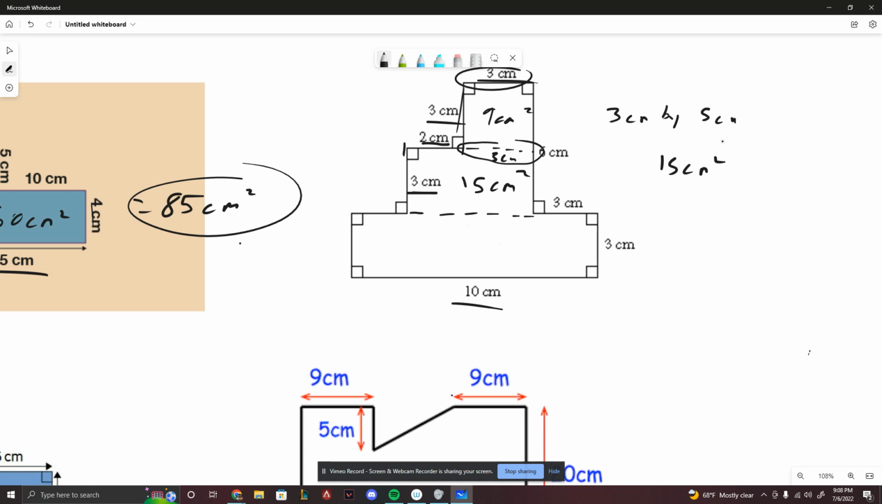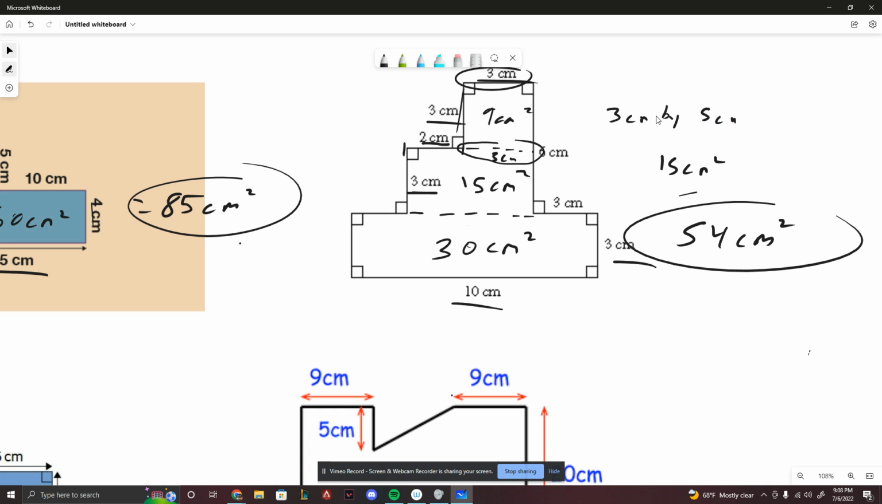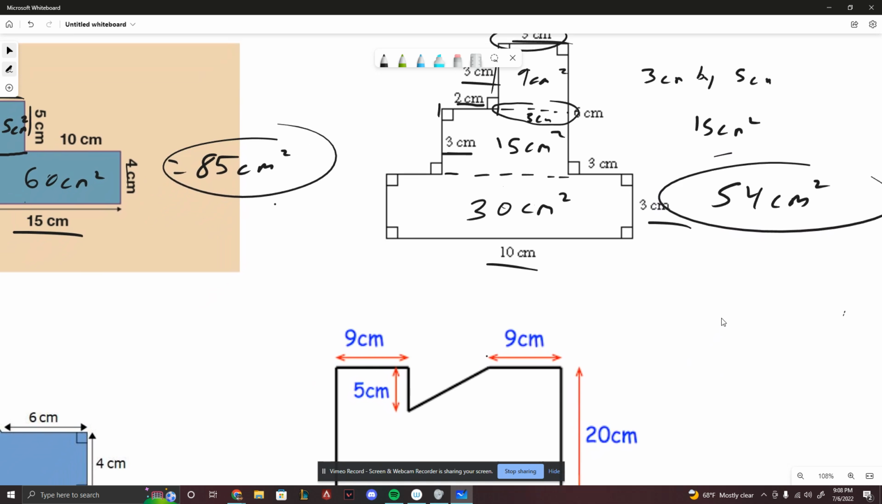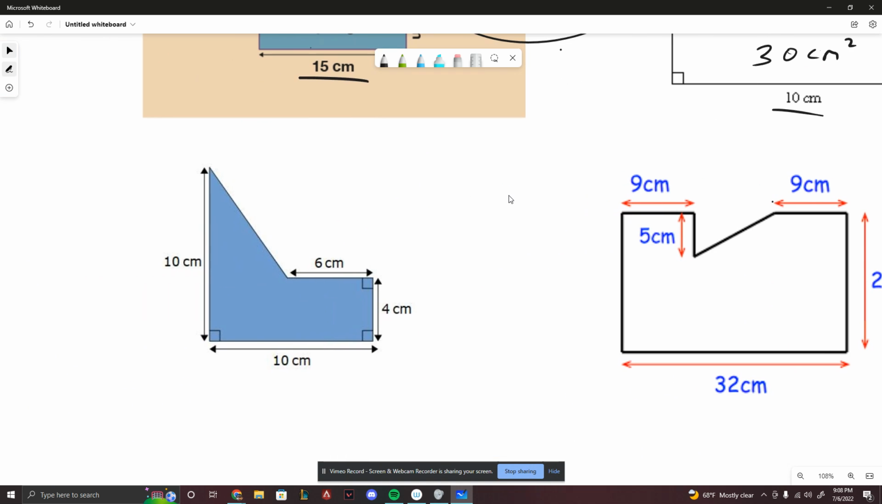And this bottom one is just 10 centimeters by 3 centimeters. So it's going to be 30 centimeters squared. So 30 plus 15 is 45. Plus 9 is going to be 54 centimeters squared. Okay, so now let's move down real quick. Now maybe try this one on your own, see how you do.